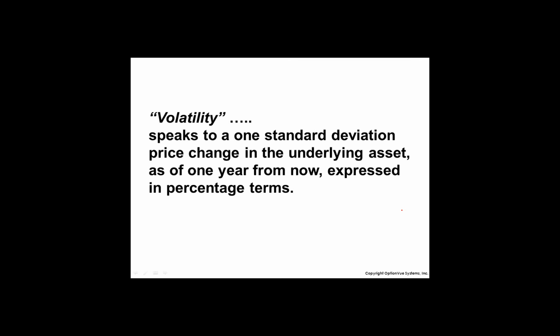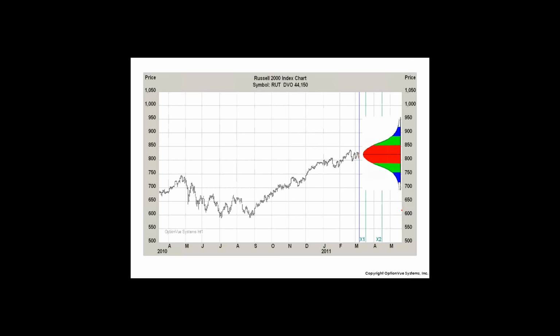Here it goes. The term volatility speaks to a 1 standard deviation price change in the underlying asset as of 1 year from now, expressed in percentage terms. Now, of course, we're working our way towards an indicator, but to understand the indicator, we have to understand what volatility is. Volatility speaks to a 1 standard deviation price change in the asset as of 1 year from now, expressed in percentage terms. So let's bring up a price chart.